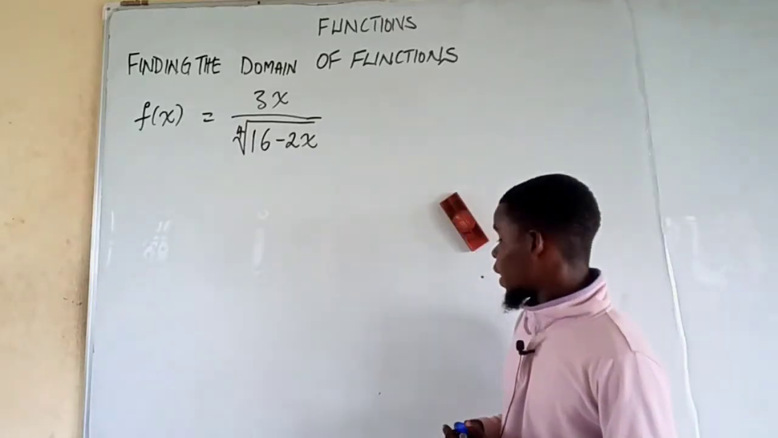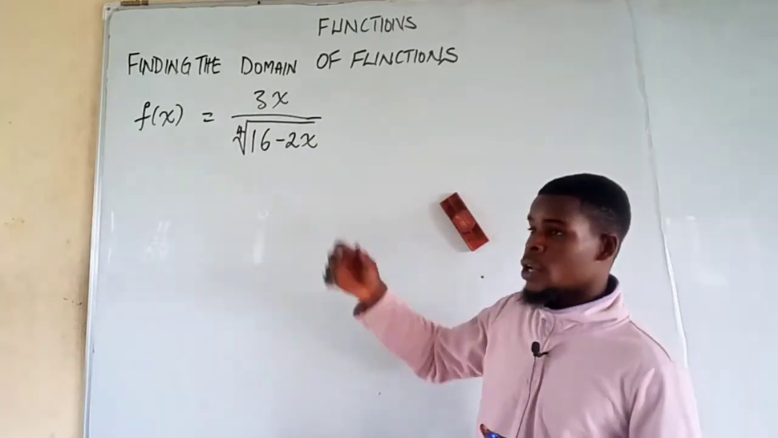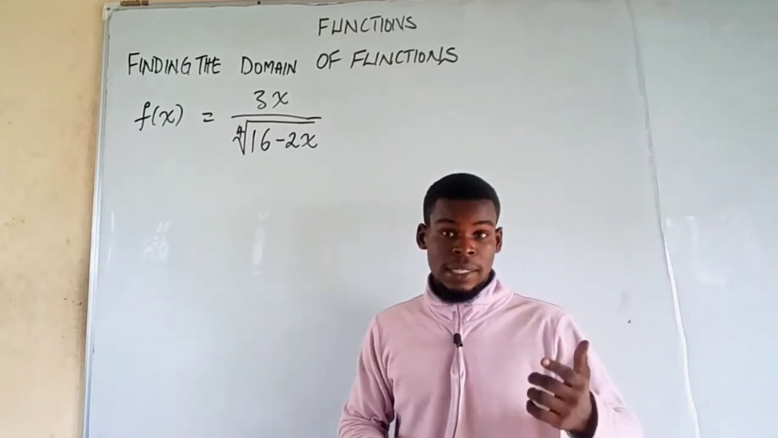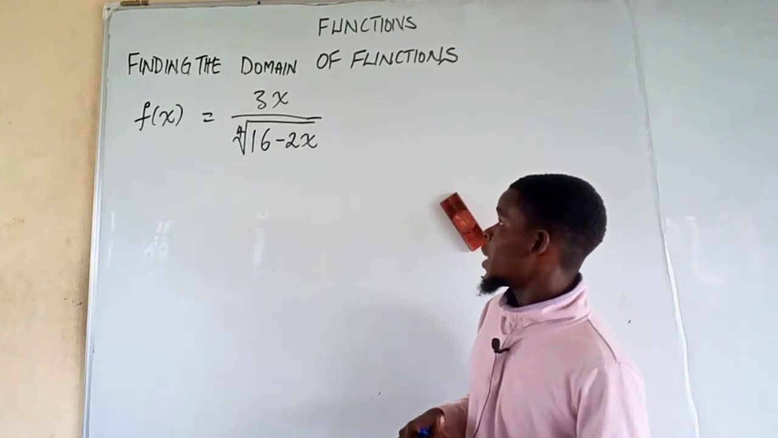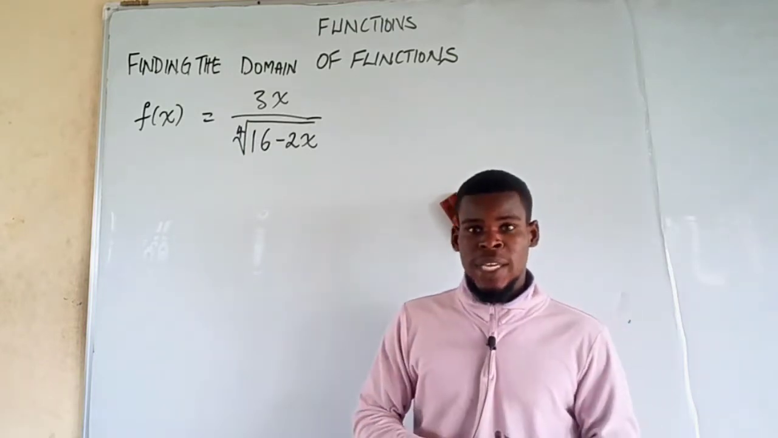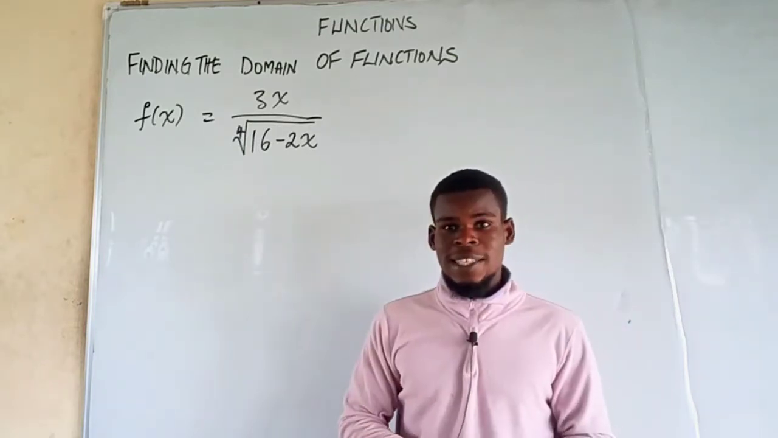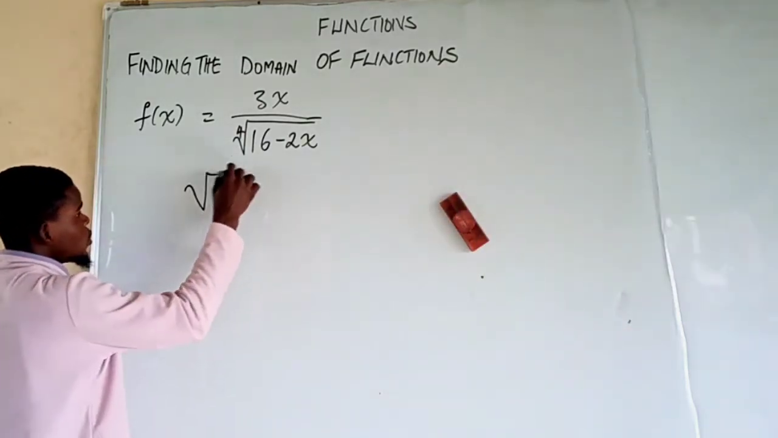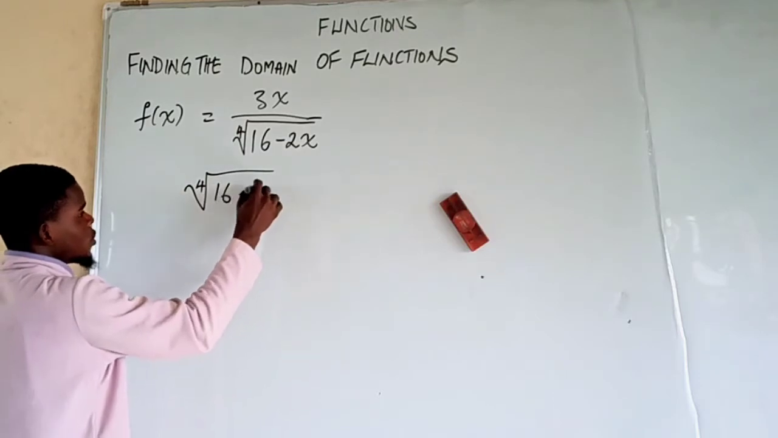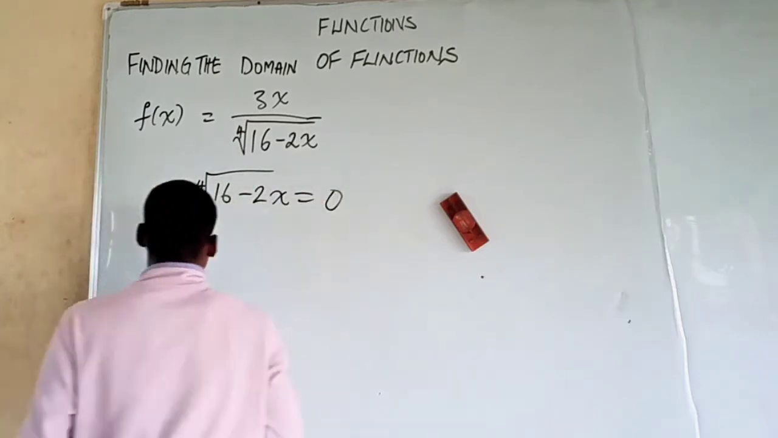Now in this video, we want to find the values of x, or the real numbers that will make this function defined. That is, we want to find the domain of this function. We have 3x divided by the fourth root of 16 minus 2x. So this function will be undefined if the denominator is equal to 0. That is, if the fourth root of 16 minus 2x is 0.